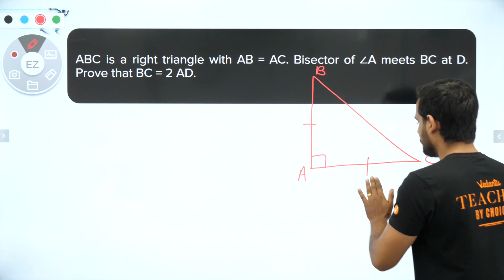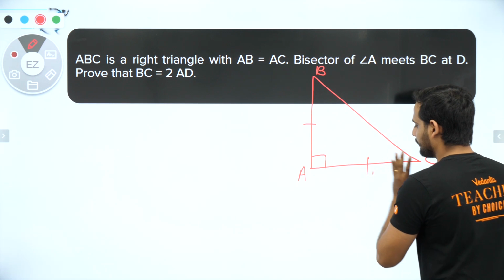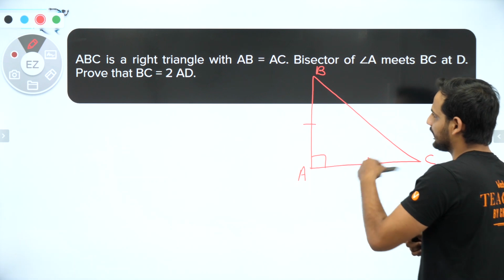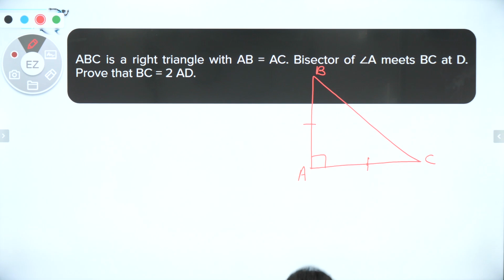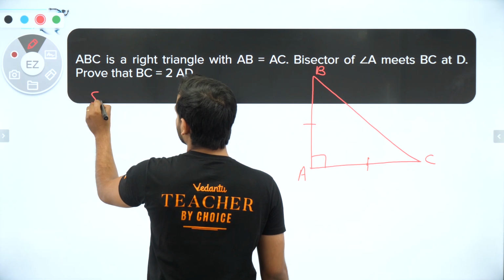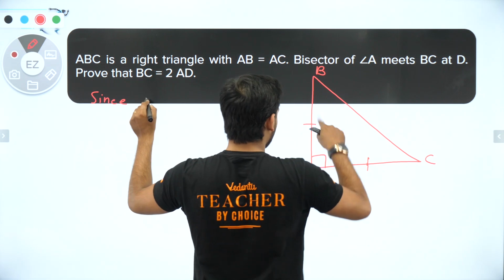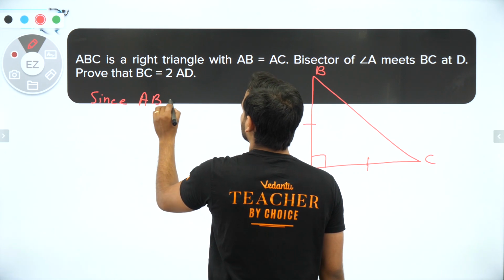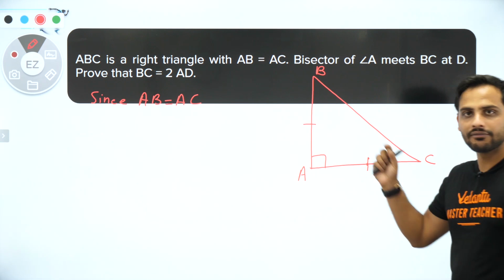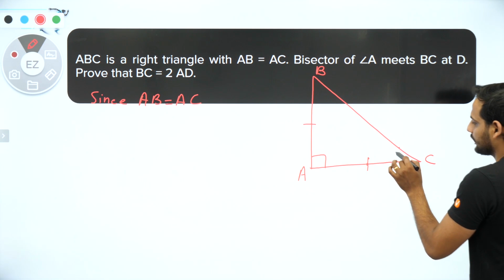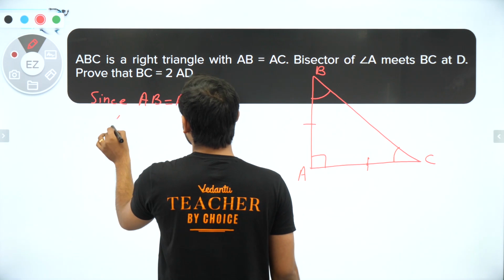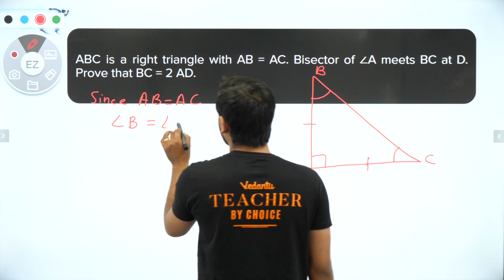Before that, let us see what extra this information is telling us. Triangle ABC is an isosceles triangle because two sides are equal. Since AB is equal to AC, the angles opposite to them will also be equal. For this side, the opposite angle is this; for this side, the opposite angle is this. So my angle B is equal to angle C.